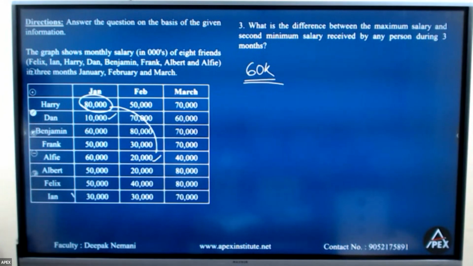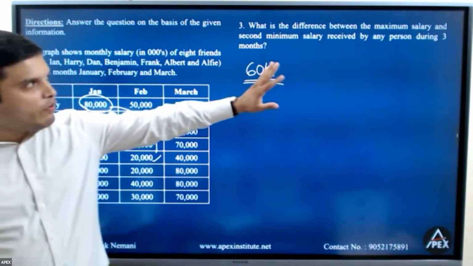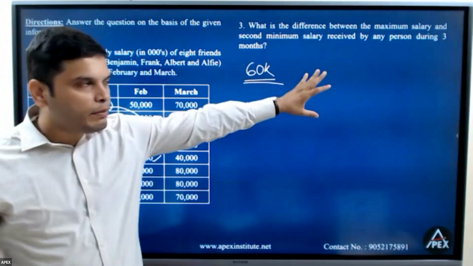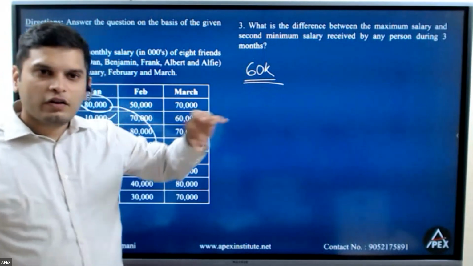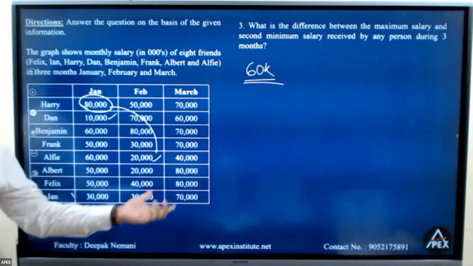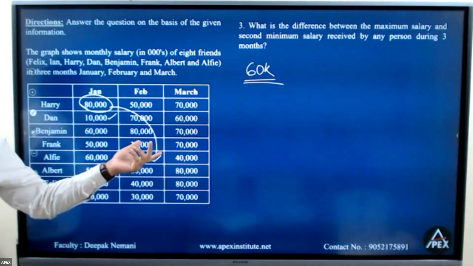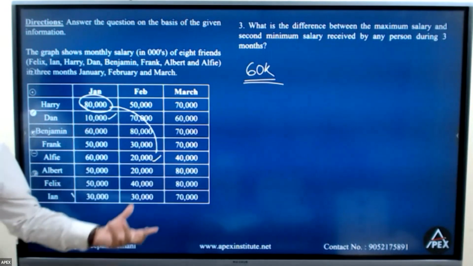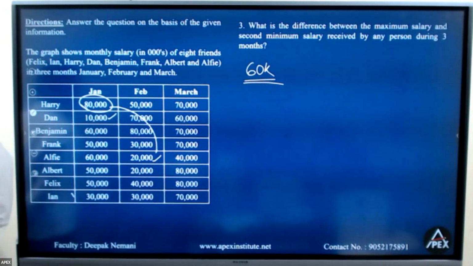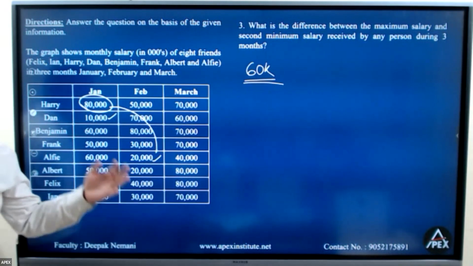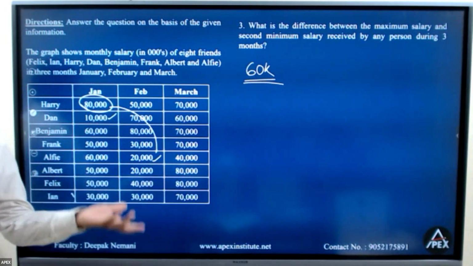What is the difference between maximum salary and second minimum salary received by any person during 3 months? And I have considered the maximum value here and the second minimum value. 80,000 minus 20,000, 60,000, I put that and moved ahead. But while attempting also I had a doubt: how can such an easy question be here? So this is also during 3 months. When I did it, this felt right, but when I look at the solution, why was I wrong?